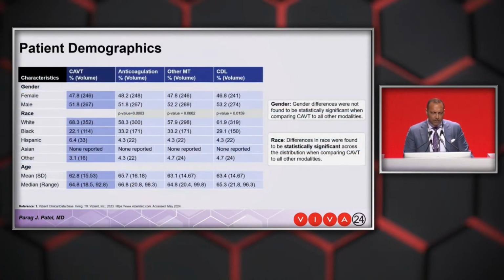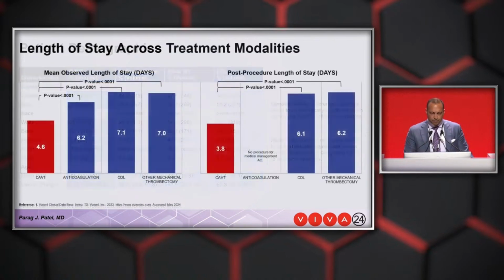With that, we can see our patient demographic data. There are gender differences across all 4 treatment groups, but these are essentially similar. There was a statistically significant difference in race at CAVT compared to the other treatment groups, and age was fairly similar. I don't think clinically significant, however, there was a statistical significance between CAVT implementation and anticoagulation. The other 2 treatment arms were similar.